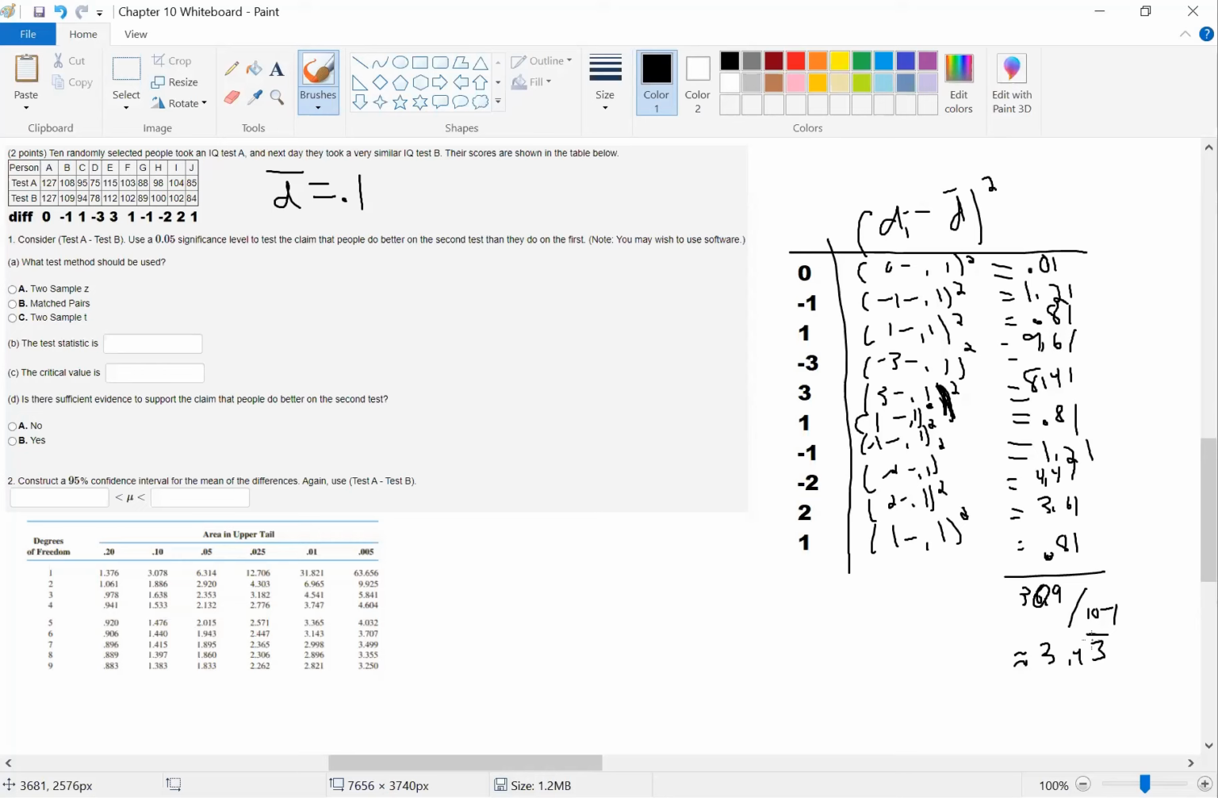I'll give you one more minute. You can see when they say you may wish to use software, this is why. It's really tedious, really fast. This is why this is on the web work and not on the exam. If this was on the exam, that'd be too mean.